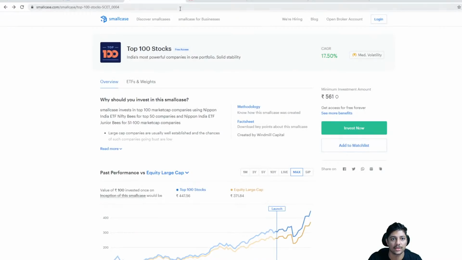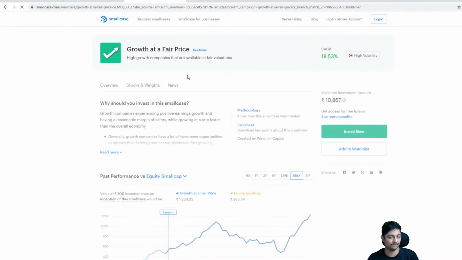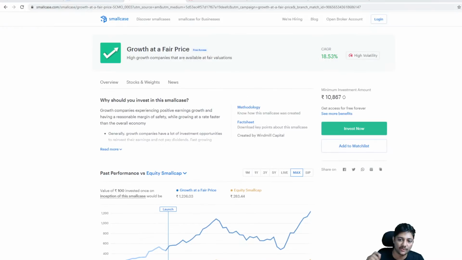Where is it? Okay, let me show you growth at a fair price. Now this is for everyone in the range of around 10,500 to 15,000 rupees. Anyone who is in the 10,000 to 15,000 rupees range, who wants to invest in that range, can please invest from this area. Now again, do not look at CAGR. All the people who are looking at CAGR, my way of investing is slightly different. Let's not look at CAGR.